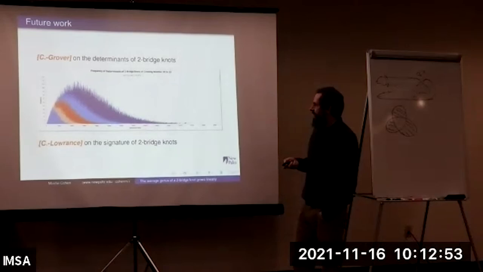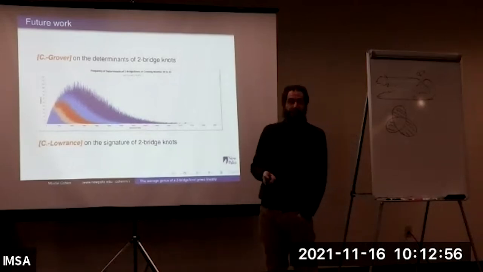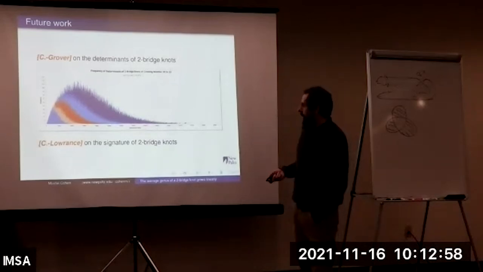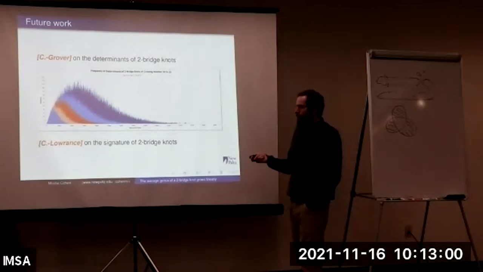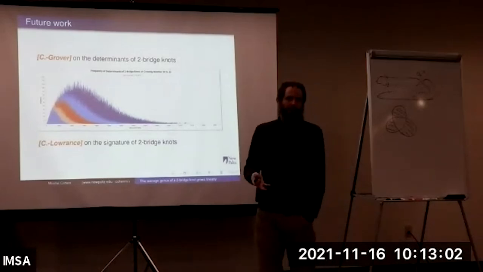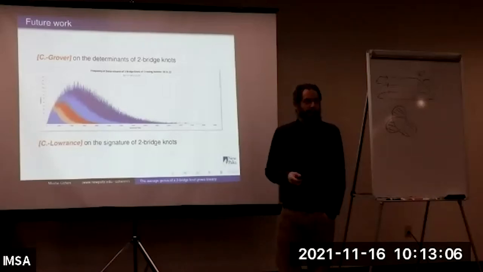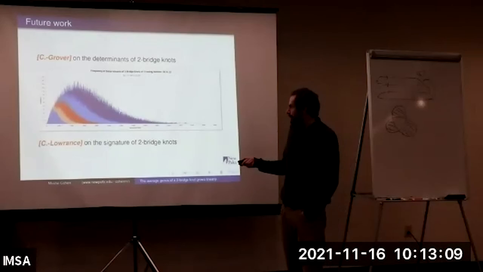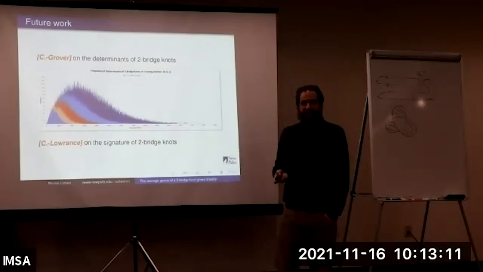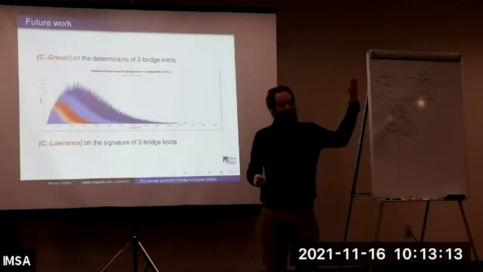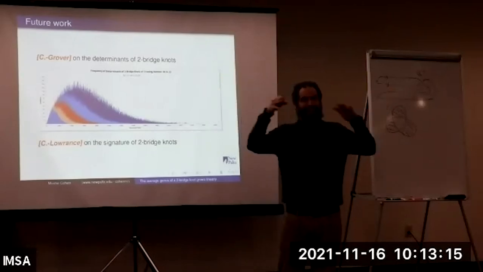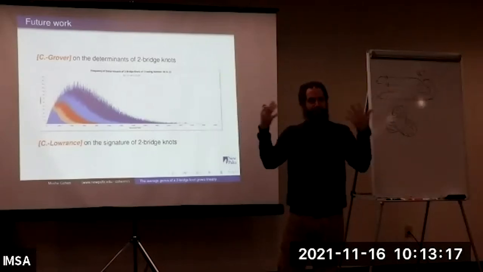We get a giant data dump that I have not looked through. And then with Adam, one of the more important things that I wanted to look up was signature, and I wasn't exactly sure how best to do signature. The average signature over all two-bridge knots is zero because the left-handed trefoil and the right-handed trefoil cancel out, like it's minus and plus of the same number.